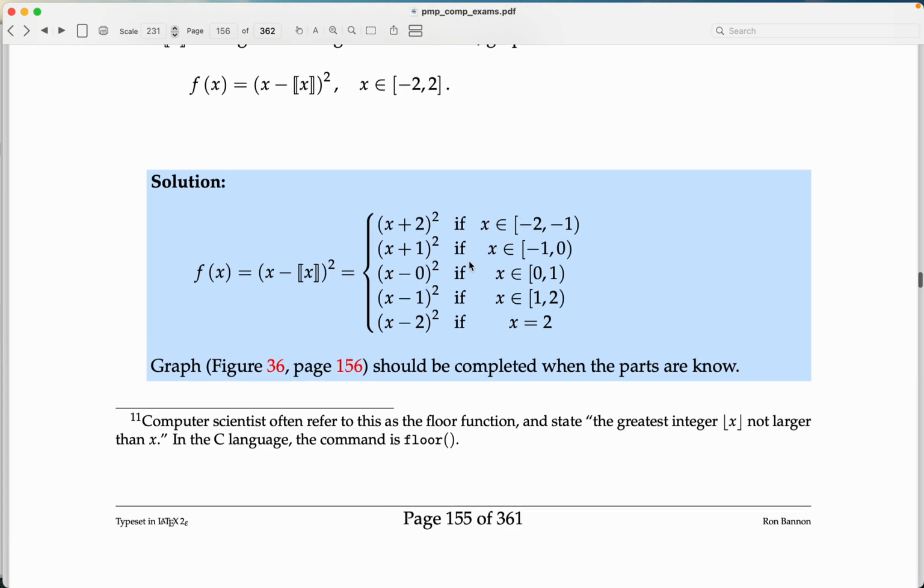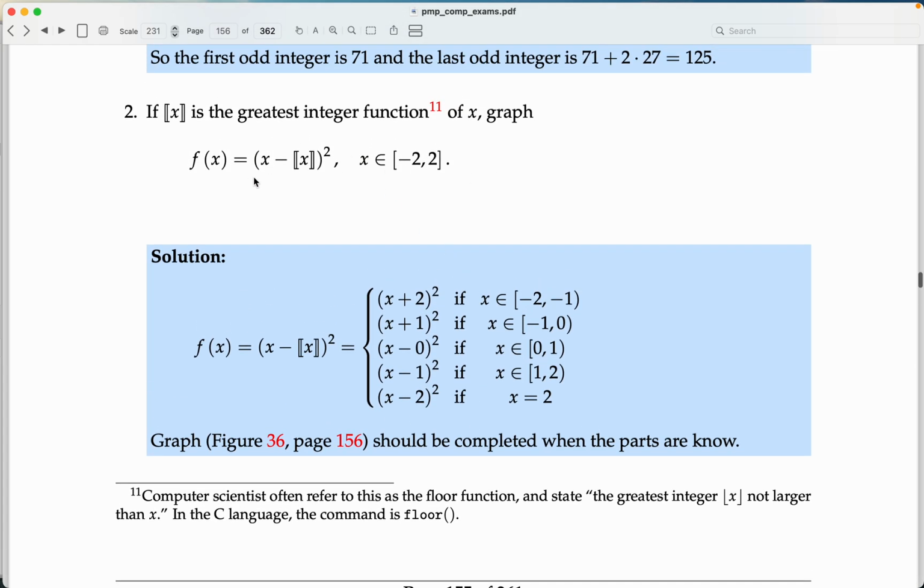Again, you could also do this over here and do a hand graph of it, which is exactly what was expected of you in this problem set, not to use a computer, but a hand graph.